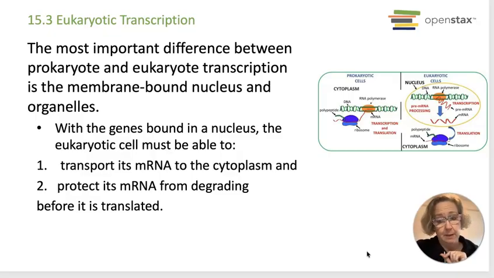The other thing that has to happen is, if you remember, with our bacteria, they're just all in there willy-nilly. There's a bunch of processes going on at the same time. It's all fine. It's just like chaos, and then mRNA comes out, right?